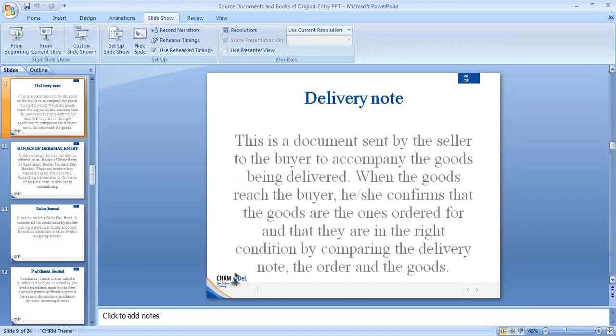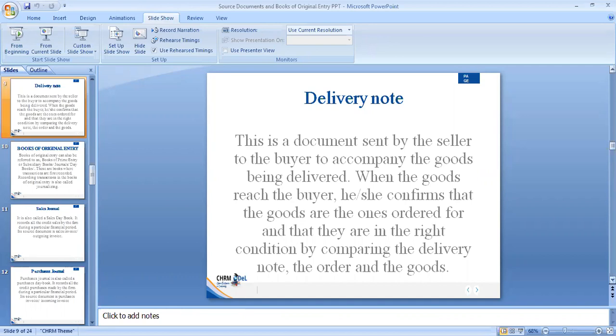Then we have what we call the delivery note. A delivery note is a document that is normally sent together with the goods, or packed together with the goods, and it has the details for those particular goods which are being delivered. So it acts maybe as a checklist of what has been delivered, so that you take the delivery note and confirm anything that is on it, whether it was actually delivered.